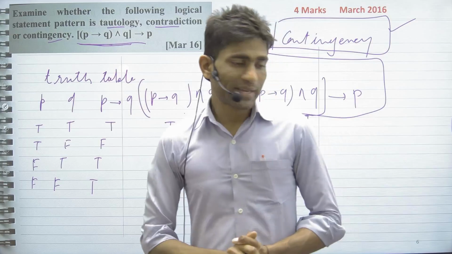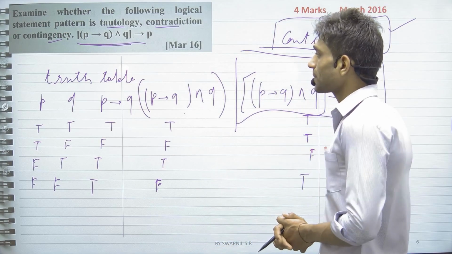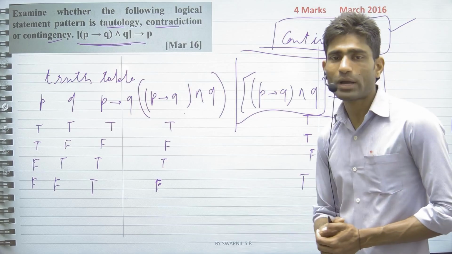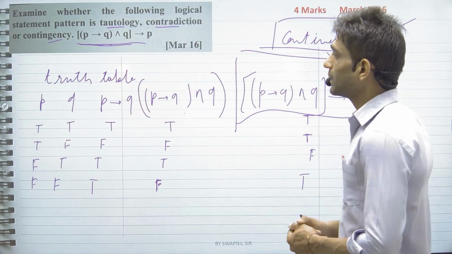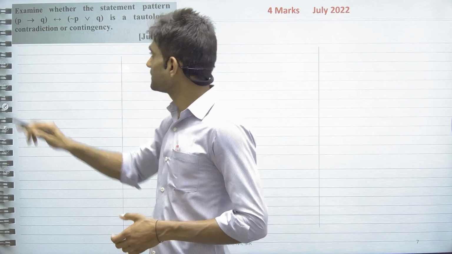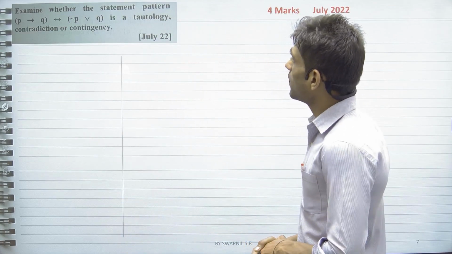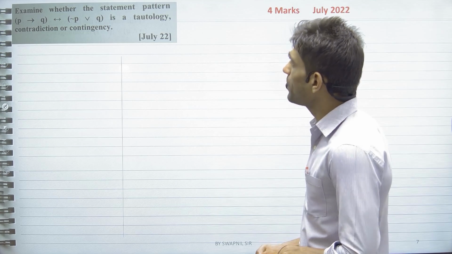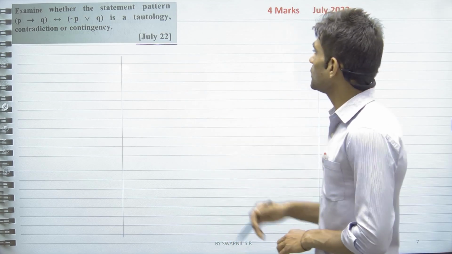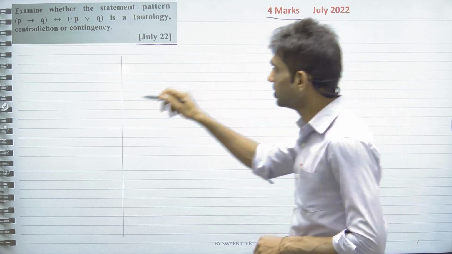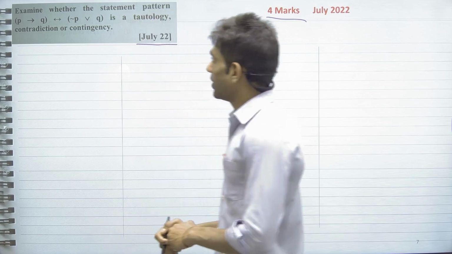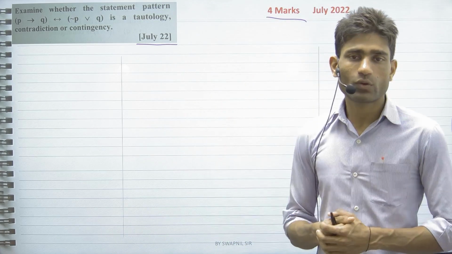Okay, I'm expecting that you all have understood my solution. There is nothing difficult to understand here. Everything is quite easy, we just need to apply some basic concepts from mathematical logic. So let's move to the next example: whether the statement pattern P implies Q, double implies negation of P or Q, is a tautology, contradiction, or contingency. This question was asked in July 2020 for 4 marks. Similarly we have more examples, only the last two are left. I'll go a little faster in solving this example.